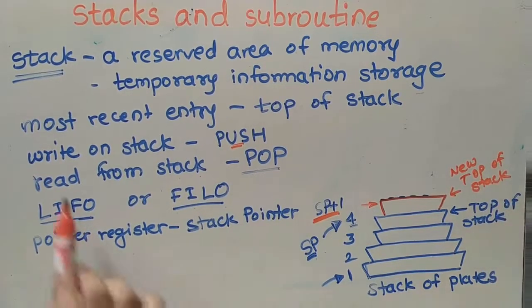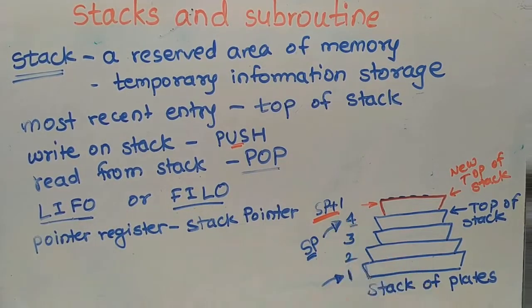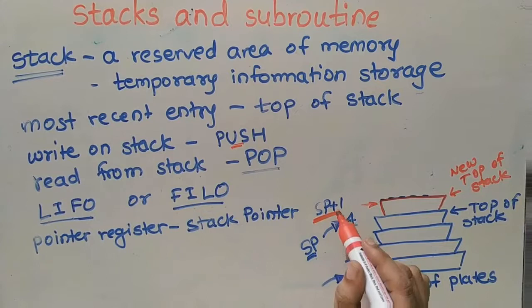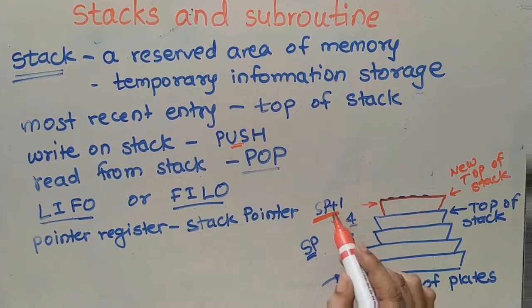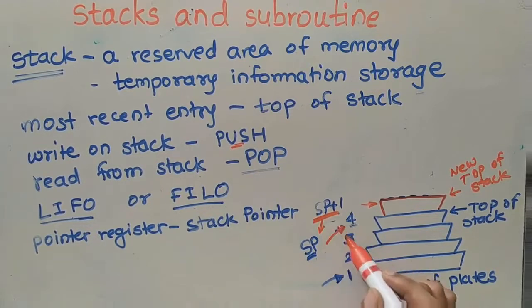Suppose we have to read the stack, in that case the stack pointer is decremented by 1. That means now this SP plus 1 is there. So this SP plus 1 will be decremented by 1 to indicate the next available location in the stack, and for that we are going to use this pop instruction.